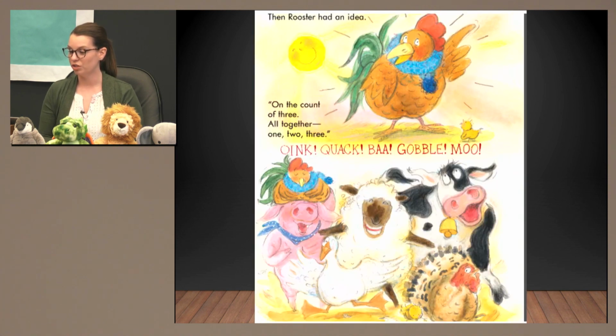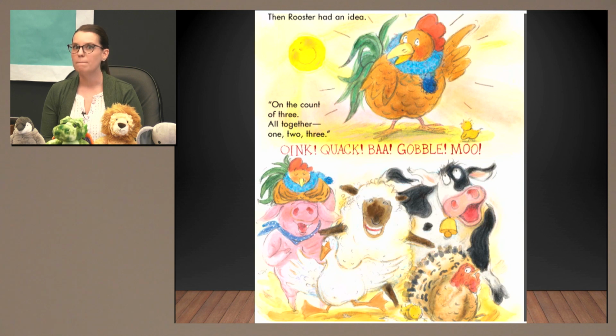Then Rooster had an idea. On the count of 3, all together, 1, 2, 3. Oink, quack, baa, gobble, moo. What did you notice? Did that repeat?